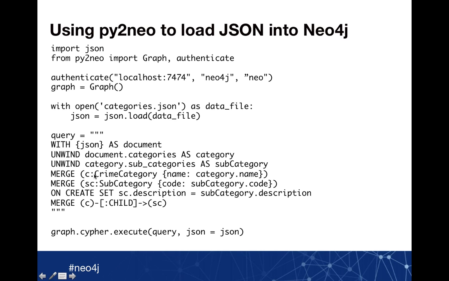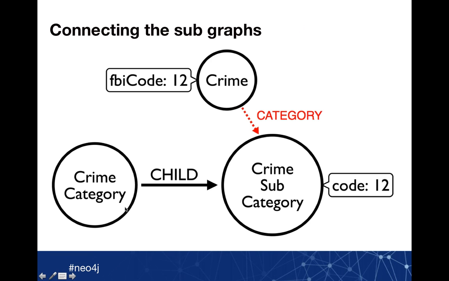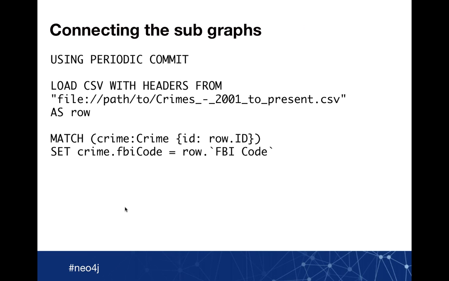And then we're doing the same operations. We're just saying, hey, I want to make sure there's a crime category, a subcategory, and then put a description on and merge that for me. And you remember, this is what we're actually trying to do. We're trying to create this connection between the 2 subgraphs.